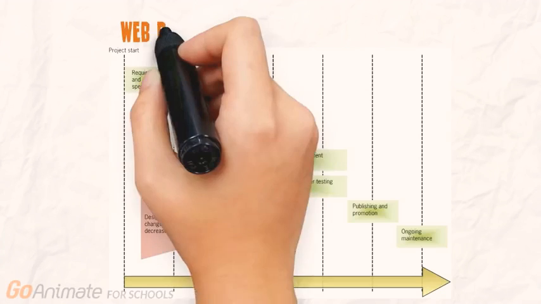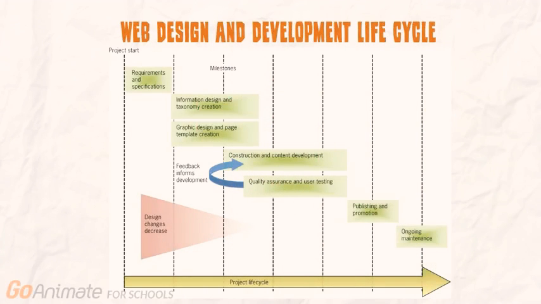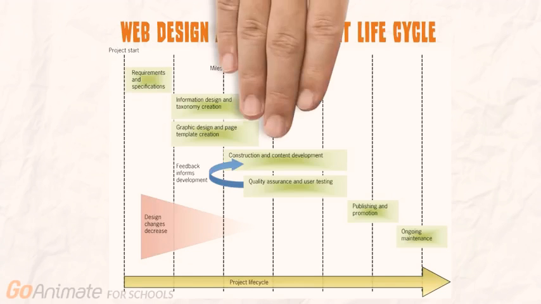Web design and development life cycle is the most important process. It includes the following key steps. 1. Customer requirements and specification. 2. Information design and taxonomy creation. 3. Graphic design and page template creation. 4. Construction and content development. 5. Quality assurance and user testing. 6. Publishing and promotion. 7. Ongoing maintenance. Generally, professional web developers always follow these steps for a successful web project.